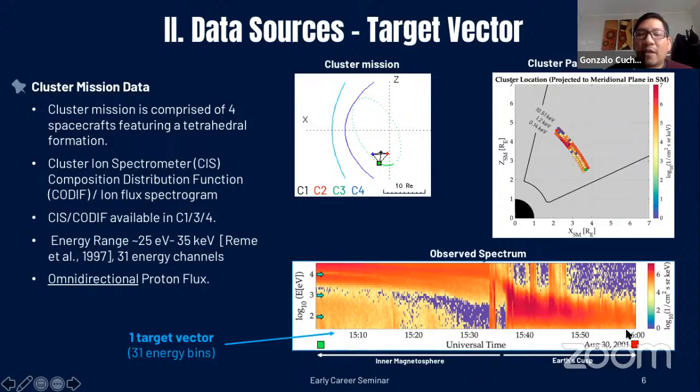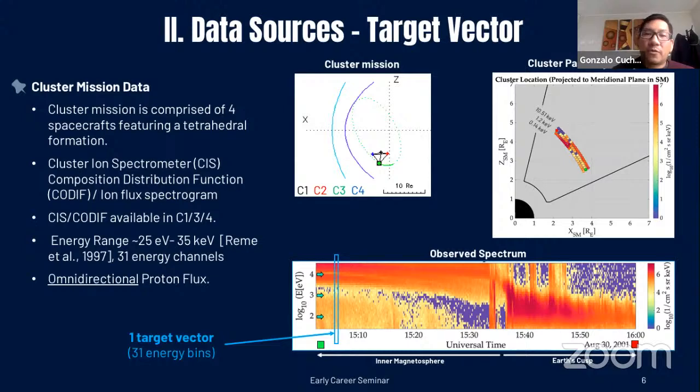And this is the typical spectrum that we will use in our analysis. We can identify 2 sections: the inner magnetosphere in this part, probably the ring current, and here we can identify the cusp. What is important to mention here is what a target vector is, which is 1 column of this spectrum. 1 column of this will contain 31 energy bins.